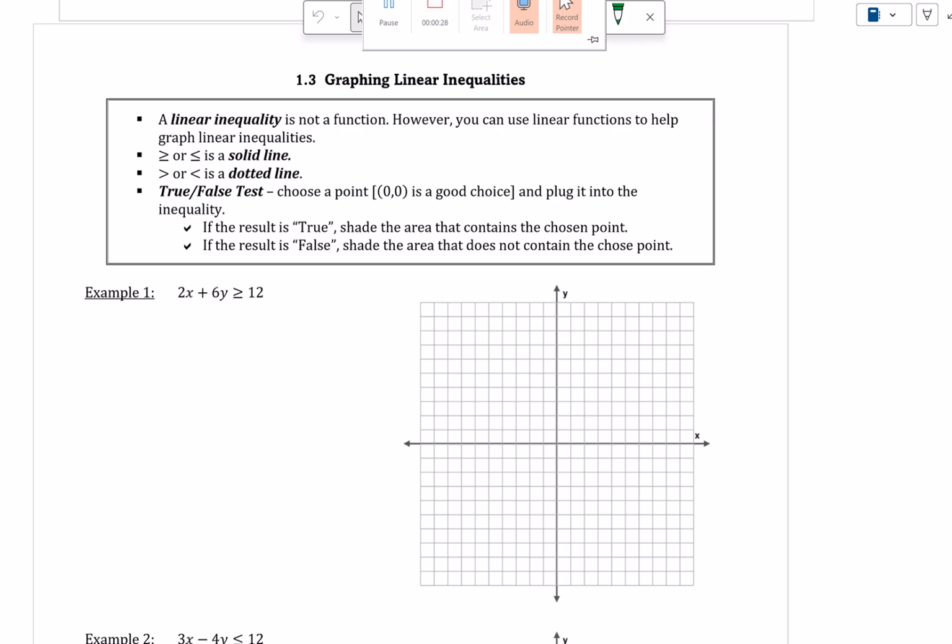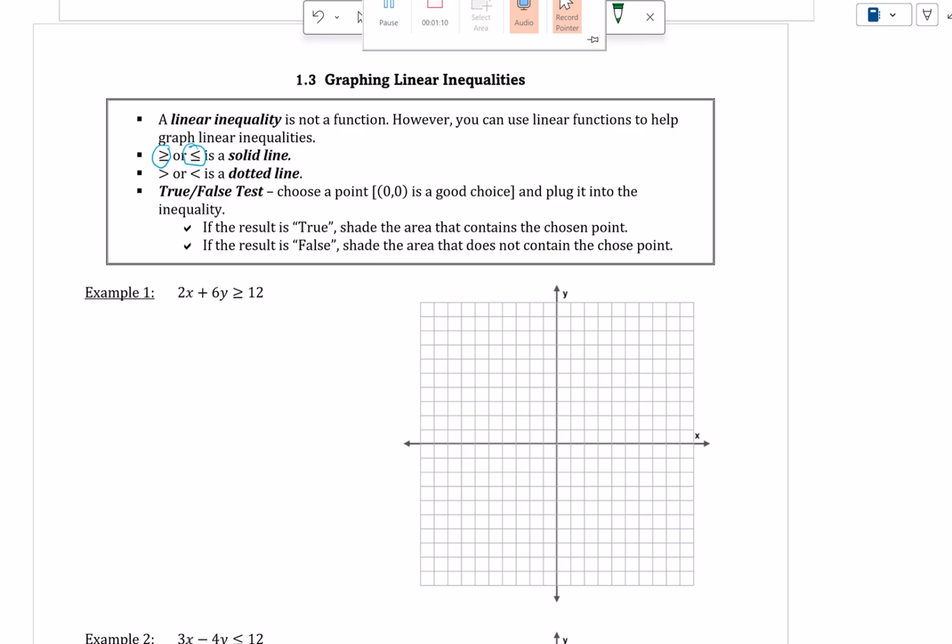So a linear inequality is not a function, because if I draw a vertical line, it will cross it in more than one spot. But we can use linear functions to graph these linear inequalities. If it is greater than or equal to or less than or equal to, if it has that line underneath, then we're going to do a solid line because we're including the line. And if it's greater than or less than without the line underneath, we're going to do a dotted line because we're not including that, but that's a boundary line, so it would come right up to it. So it's all the points right up to it.